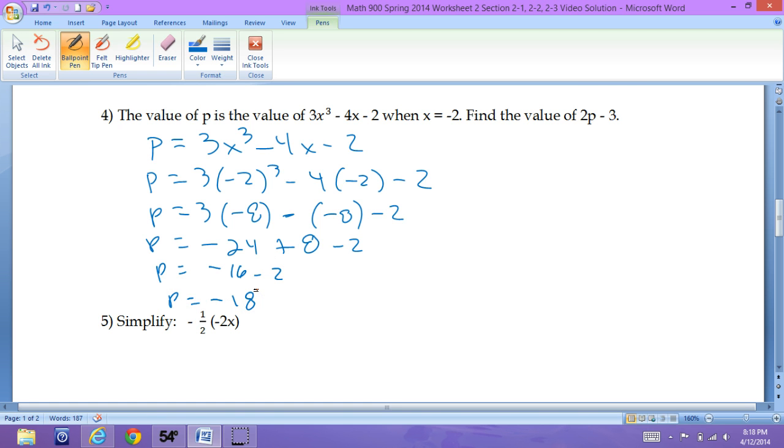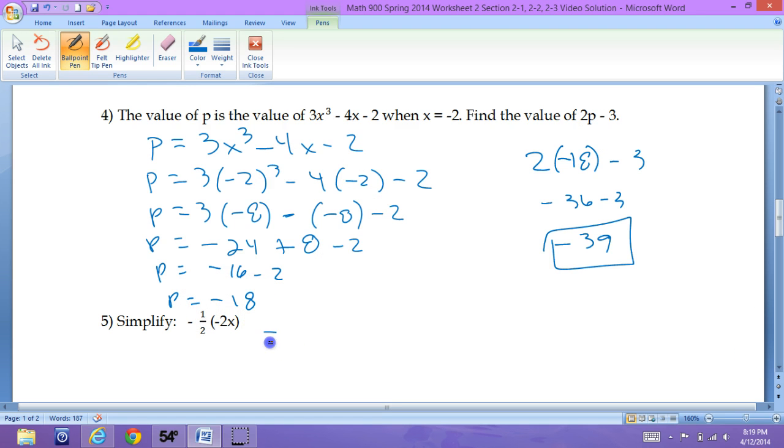And now we're going to find 2 times p minus 3, and p was negative 18. Now 2 times negative 18 is negative 36, minus 3, that's negative 39, and that sounds familiar. So if you only went this far, it doesn't say find p, it says to find the value of 2p minus 3, so you're not going to get full credit if all you did was this.